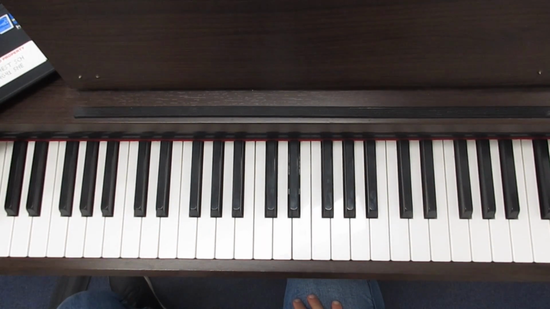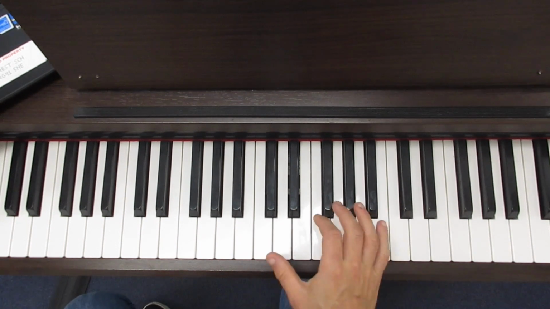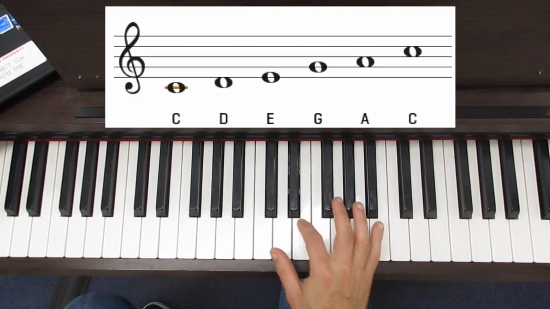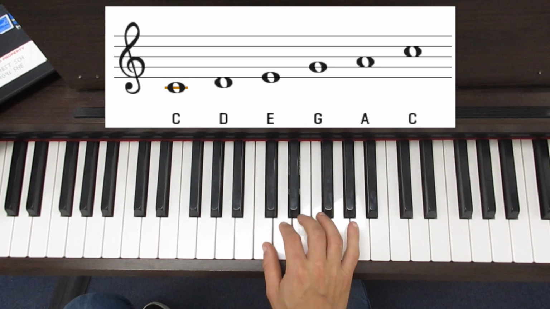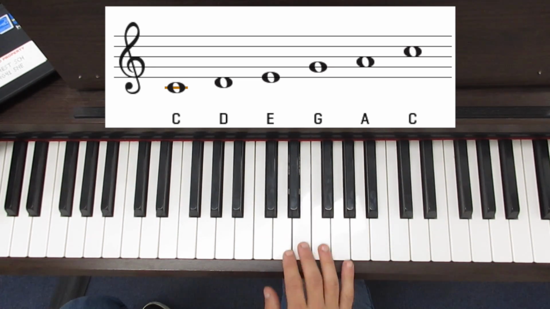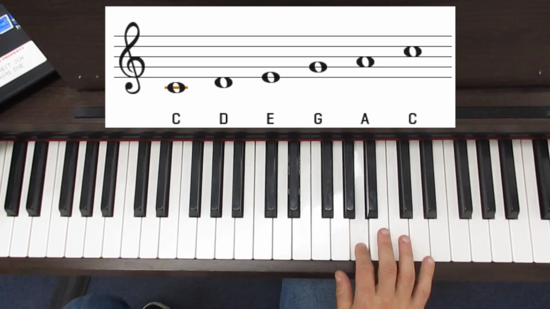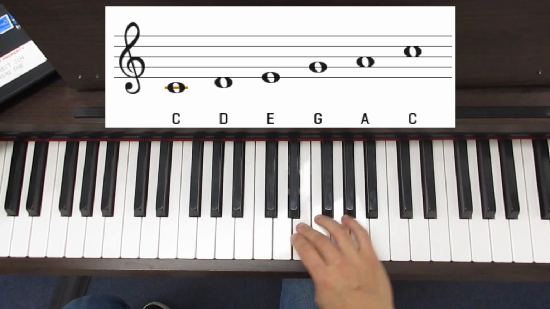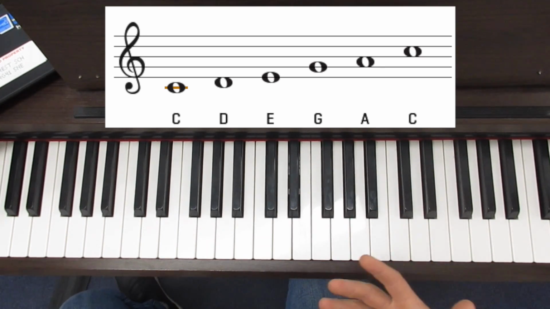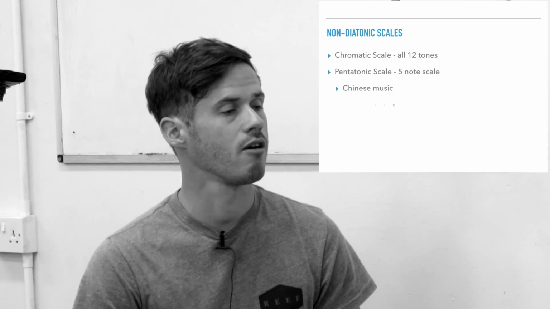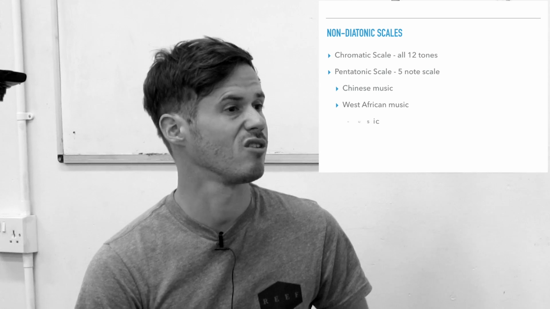We've also got the pentatonic scale, which is a 5, pent meaning 5. It's a 5-note scale. Here's the C major pentatonic scale. So 1, 2, 3, 4, 5, and then back to C. This is a scale used a lot in the music of China, sub-Saharan Africa, and it's also used in lots of folk music and pop music as well.